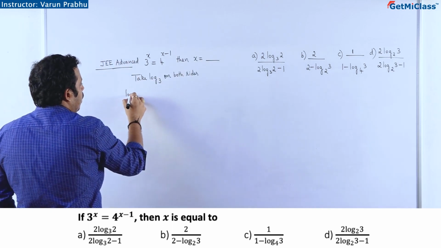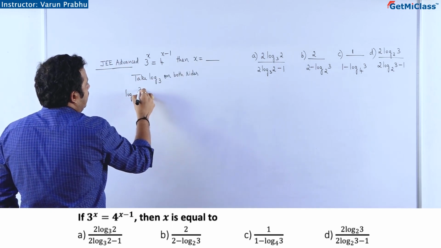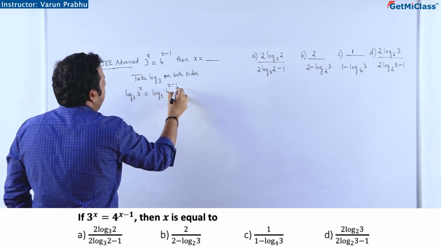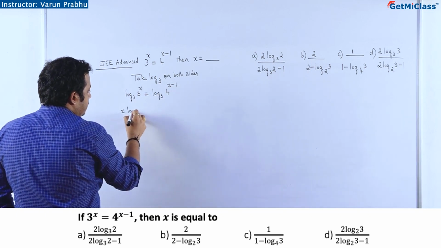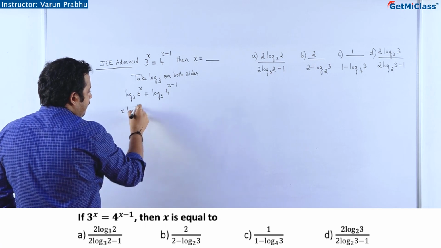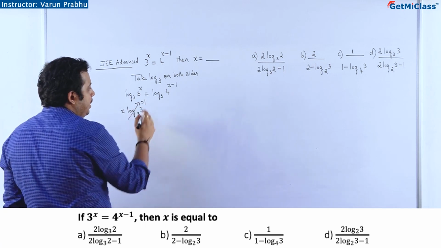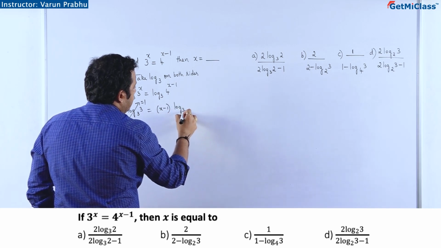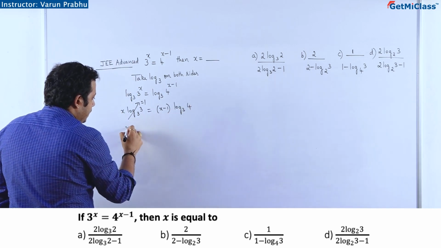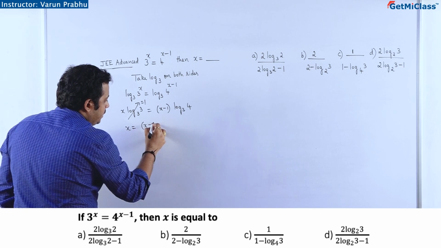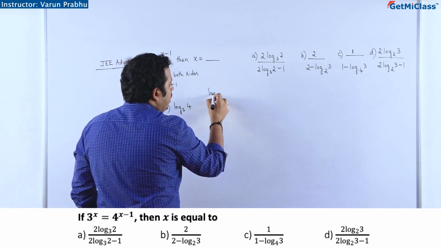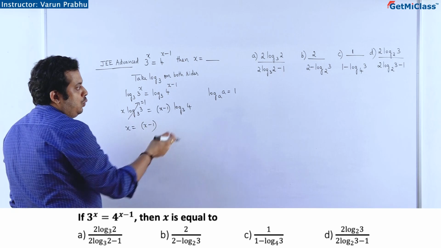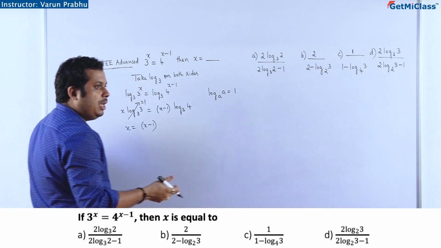So I can say log base 3 of 3 power x is equal to log base 3 of 4 to the power x minus 1. So x log 3 base 3, when the number and the base of logarithm is the same, answer is 1. That is equal to x minus 1 log base 3 of 4. So I can say x is equal to x minus 1. We know this, right? Log a base a, when the number and the base in the logarithm is the same, change of base rule, log a by log a, answer will be equal to 1.